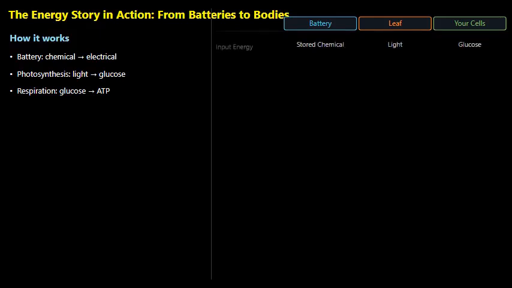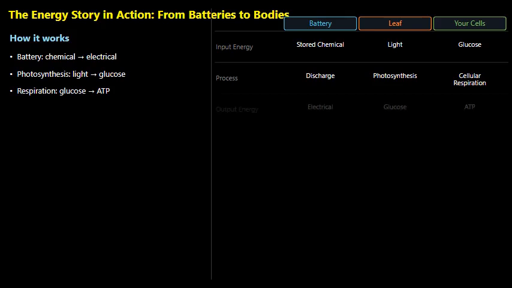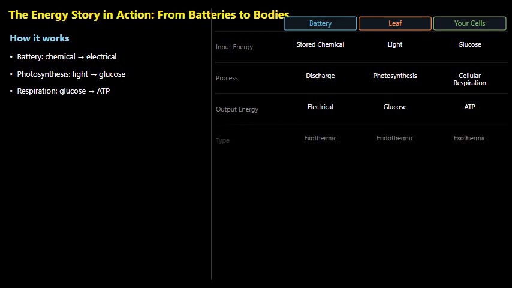That's what powers your phone. A leaf captures light energy from the sun and uses it to build glucose, a sugar molecule packed with potential energy. This is an endothermic process because it absorbs energy. Then, in your cells, cellular respiration breaks that glucose back down to release energy, storing it in a molecule called ATP. This is exothermic. It releases energy, just like a campfire, but in a controlled, step-by-step way.